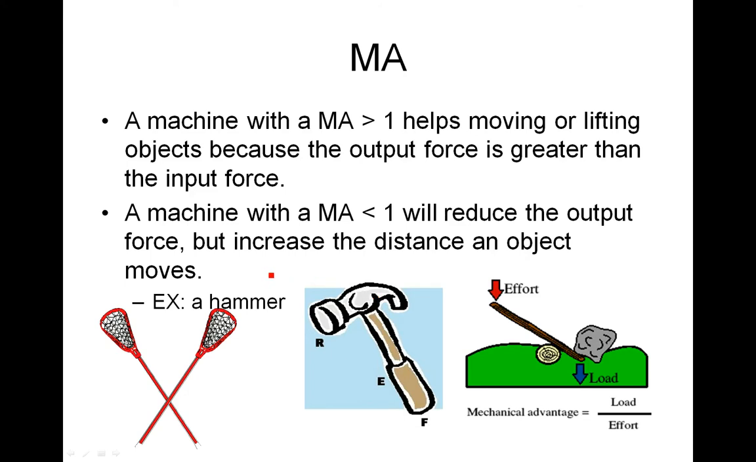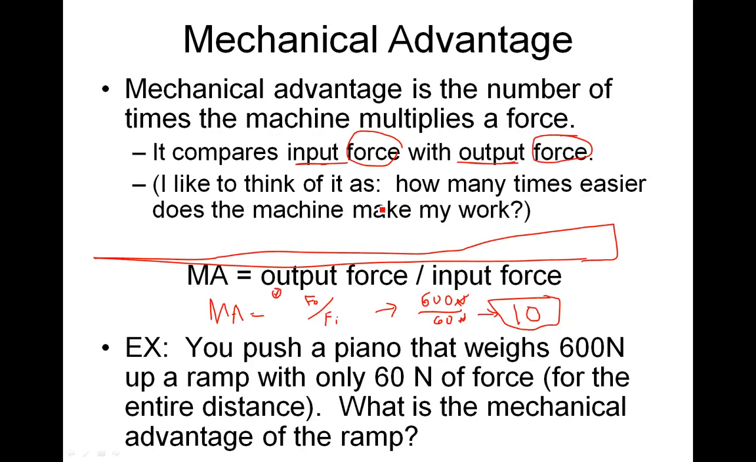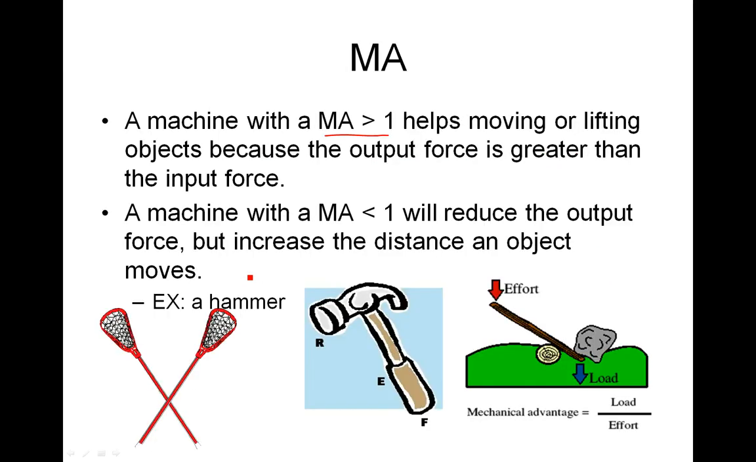A machine with mechanical advantage greater than 1 helps with moving or lifting objects because the output force is greater than the input force. So usually we're looking for a mechanical advantage greater than 1. In the last example, the mechanical advantage was 10. It made it 10 times easier. So we're looking for mechanical advantage greater than 1.